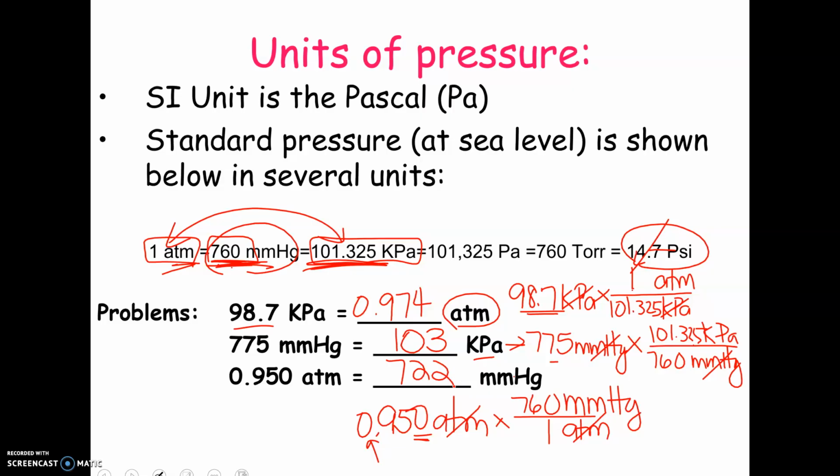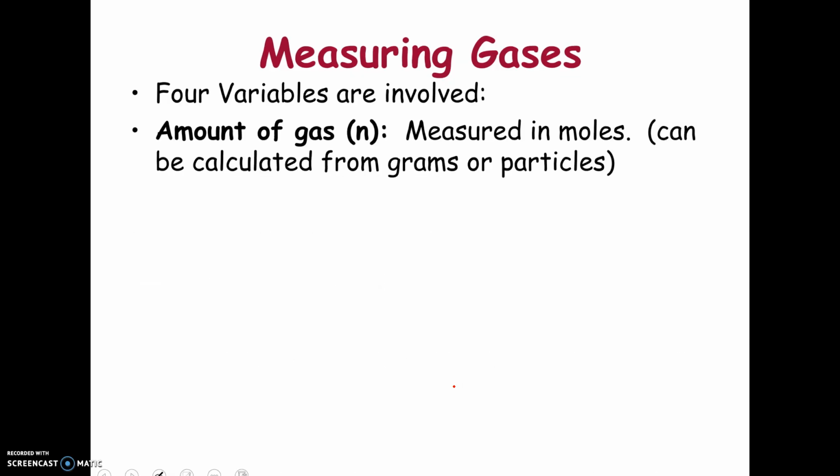If they give you millimeters of mercury, but they want your answer, say, in kPa or atmospheres or something like that, that's how you would convert from one unit to another. Okay, so there are 4 variables involved in measuring gases. One is the amount of gas. That's going to be moles. I know everybody hates moles, but yes, it's going to be in this chapter too a little bit.